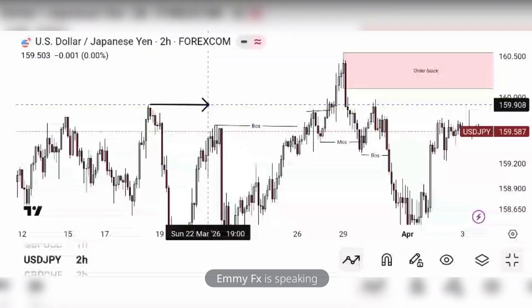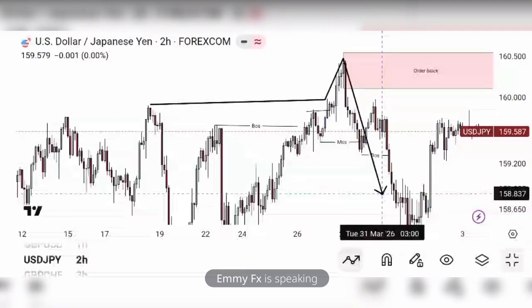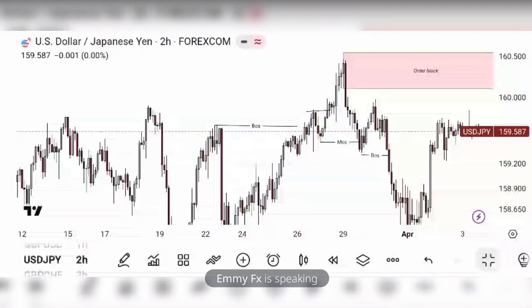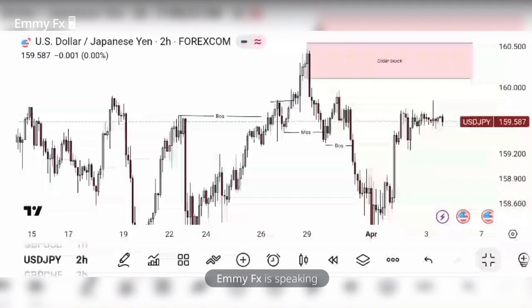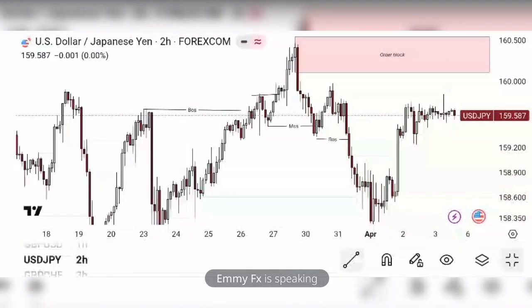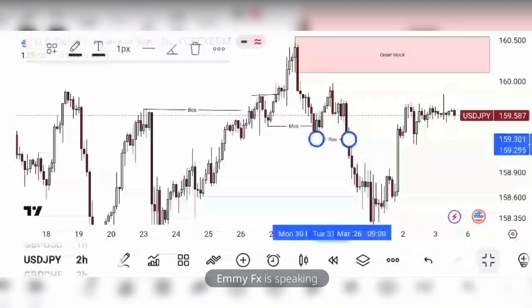After that, price did what? Price reversed to the downside immediately. That's what we call a liquidity grab. All right, so liquidity sweep is different from liquidity grab. So I need you to note that in our 2 hour time frame, we see that price has given us what? Market structure shifts. So we have a market structure shift from here.